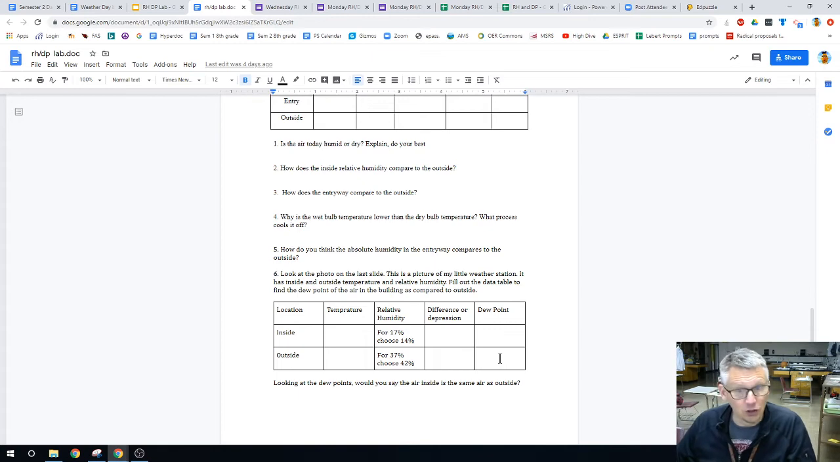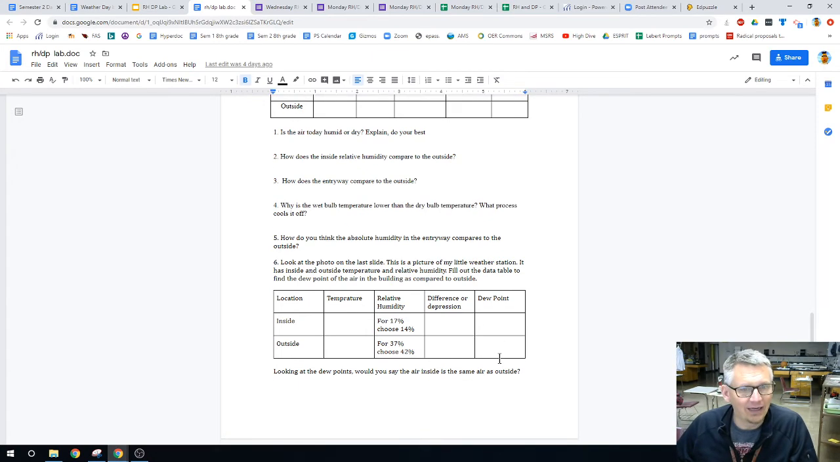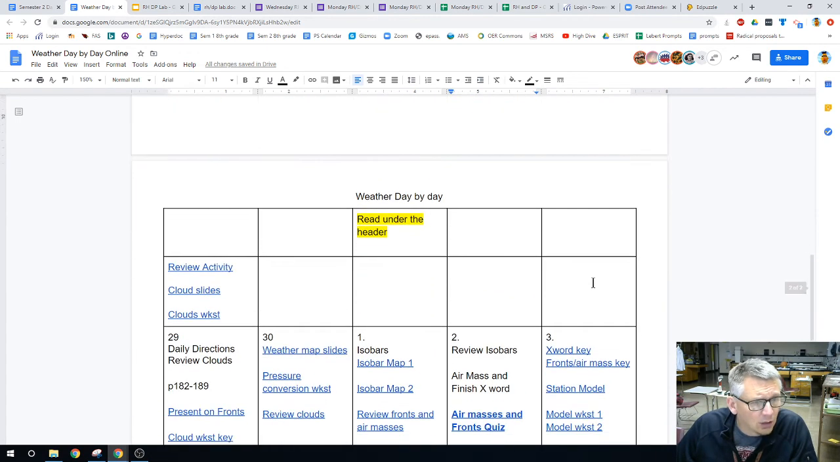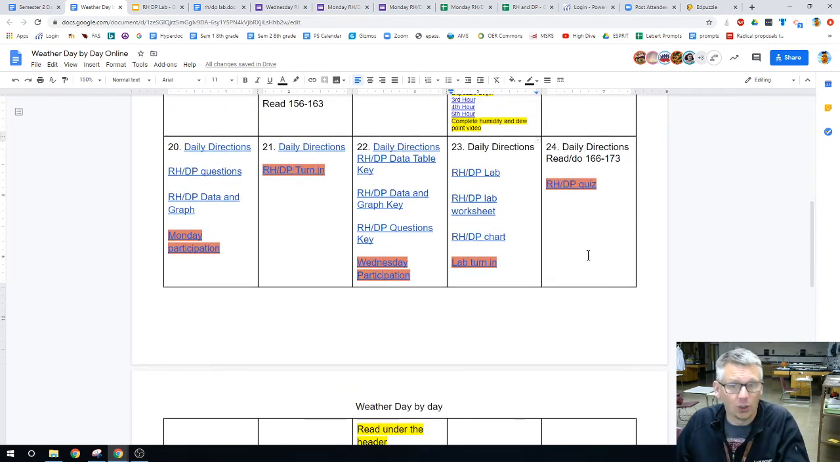And once you found the dew point, then I'm going to ask you, what about the air inside and outside? It has a different temperature. It has a different relative humidity. But what can you say about the air itself? So today is going to be going through the lab, and I will probably do the answer key for tomorrow, and then we jump into clouds. So I'll have an answer key ready for you for tomorrow. Thanks. Bye.